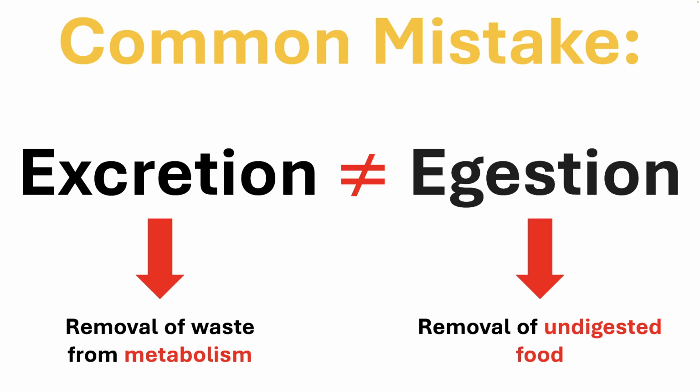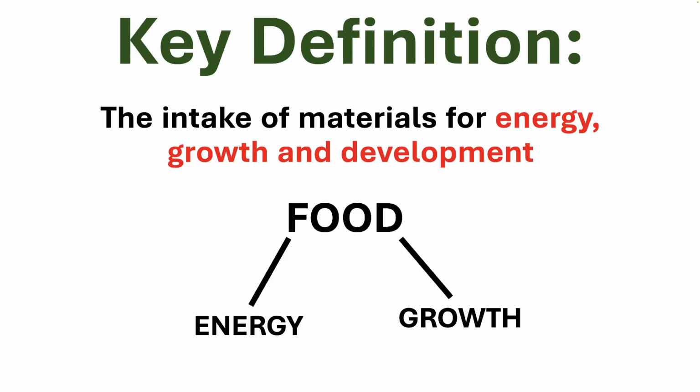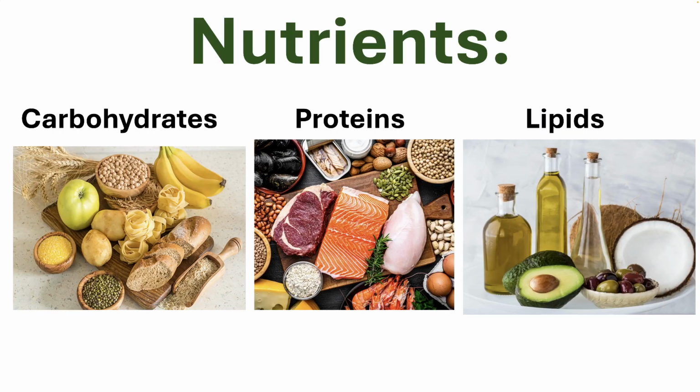Last but not least, however, is N, nutrition. Nutrition is quite simple. It's the intake of materials for energy, growth, and development. Organisms need nutrition to provide them with energy, and those raw materials their bodies need for growth and repair. Nutrients are things like proteins, fats, carbohydrates, and also things like vitamins and minerals.